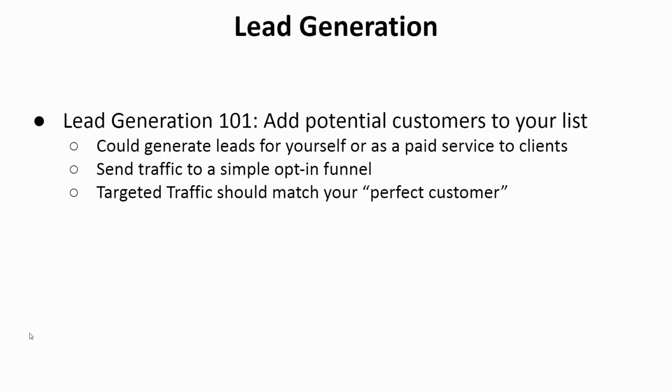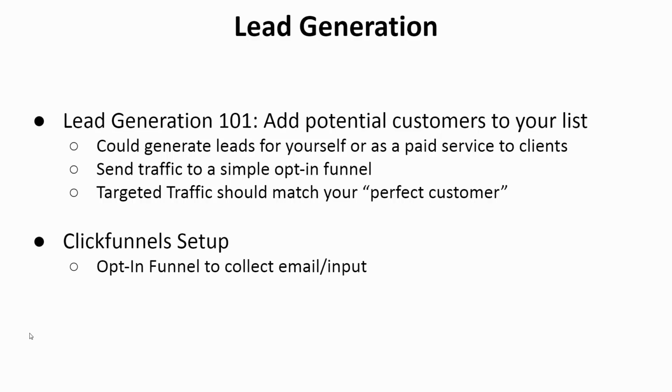And you should be sending targeted traffic that matches your quote-unquote perfect audience or perfect customer, because you're going to be marketing to these people very quickly after they opt in. So on the ClickFunnels side of things, this is the simplest one, opt-in. Just use an opt-in funnel, collect the email. You might want to add in some other input fields. Let's say you wanted to collect zip code or phone number or country or any other information. Maybe you want to ask them what their favorite color is or what size shirt they are or whatever. You could add an infinite amount of fields through ClickFunnels.